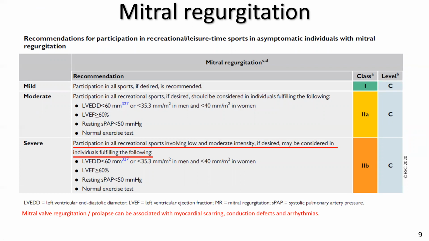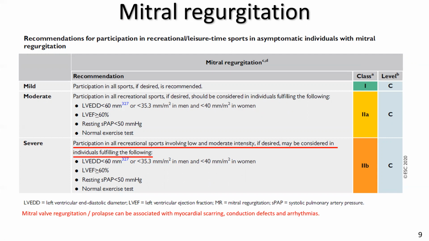Now, obviously, this would require extensive analysis and testing, probably by a cardiologist, or certainly by a cardiologist. So the tight conditions are left ventricular end diastolic diameter less than 60 millimeters, and or less than 35 millimeters per square meter in men and 40 millimeters per square meter in women. So that's the size of the left ventricular dilatation. Left ventricular ejection fraction more than 60%. Resting pulmonary artery pressures less than 50, systolic that is, and a normal exercise test.